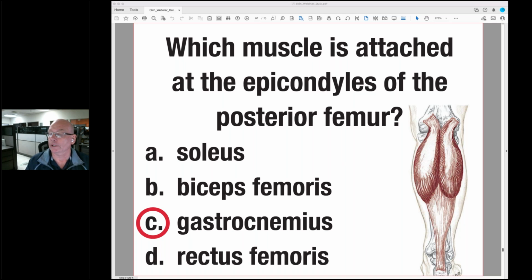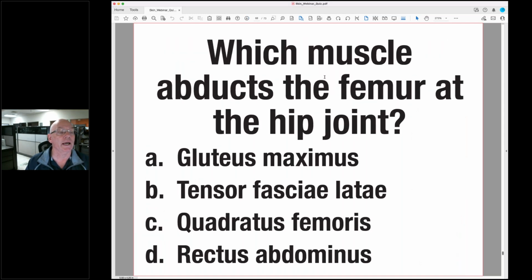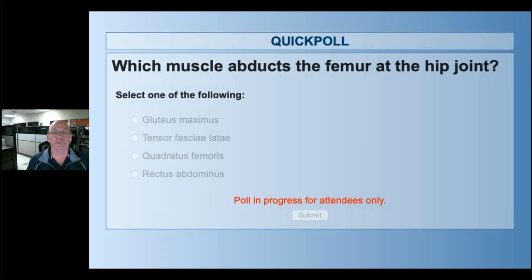Next. Thank you. Okay, next question. Which muscle abducts the femur at the hip joint? So out of these four muscles, which one abducts the femur? Is it gluteus maximus, tensor fascia latae, quadratus femoris, or rectus abdominis? We haven't gone over rectus abdominis, I don't think. Quadratus femoris, no. So which one is it, process of elimination?